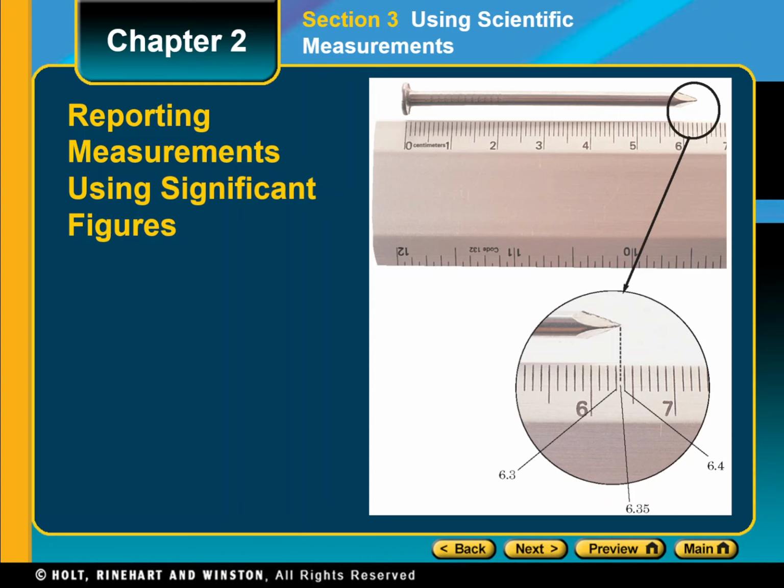The term significant here does not mean certain. In any correctly reported measurement, the final digit is significant but not certain. Insignificant digits are never reported.